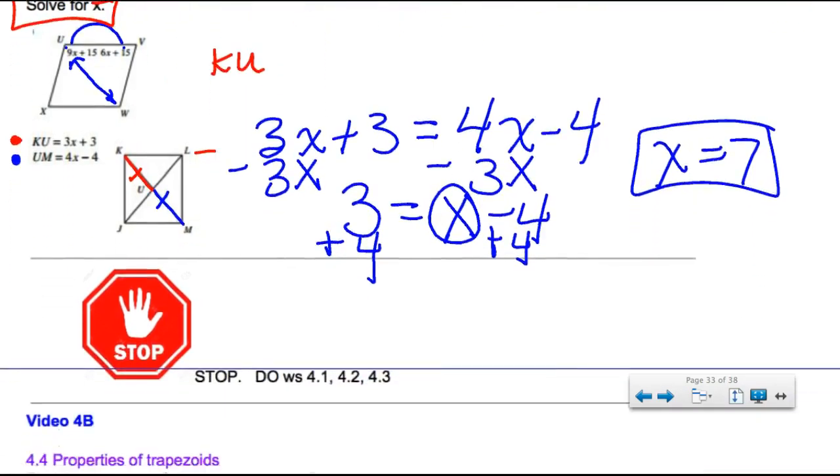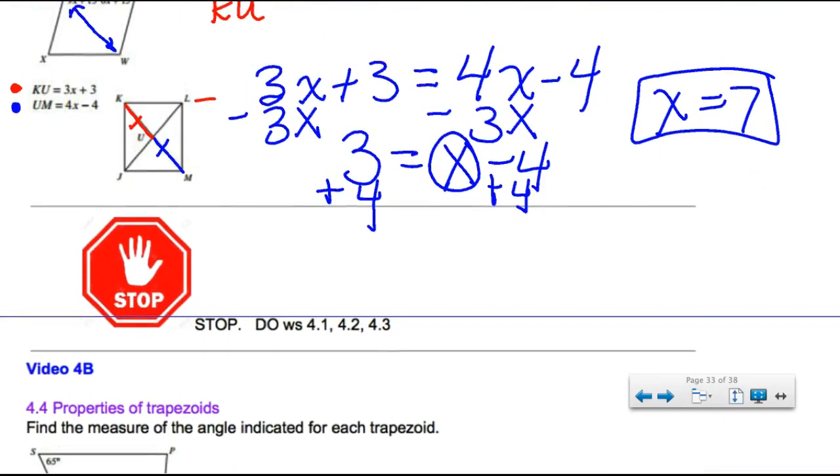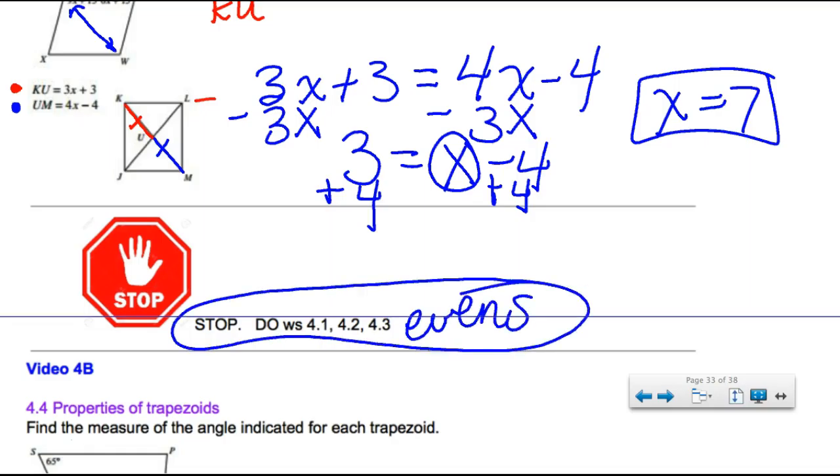Your worksheet is 4.1, 4.2, 4.3. And I'm going to say do the evens on this one. Benefits of watching the video: you don't go in and do all of them. It ends up taking you way longer.